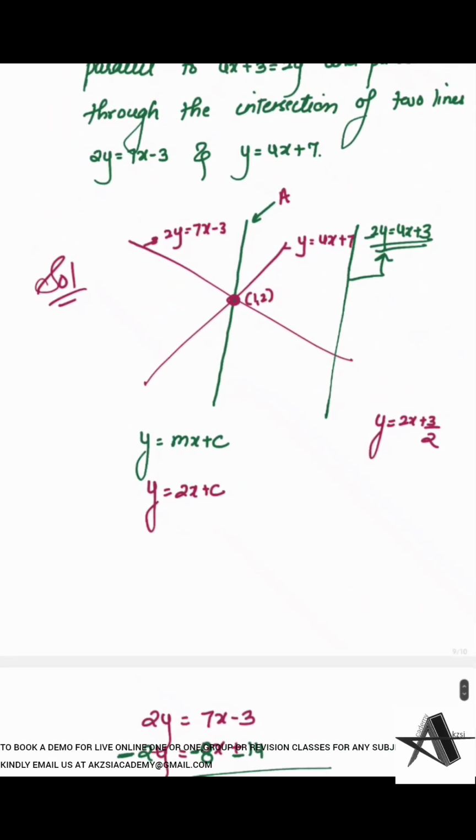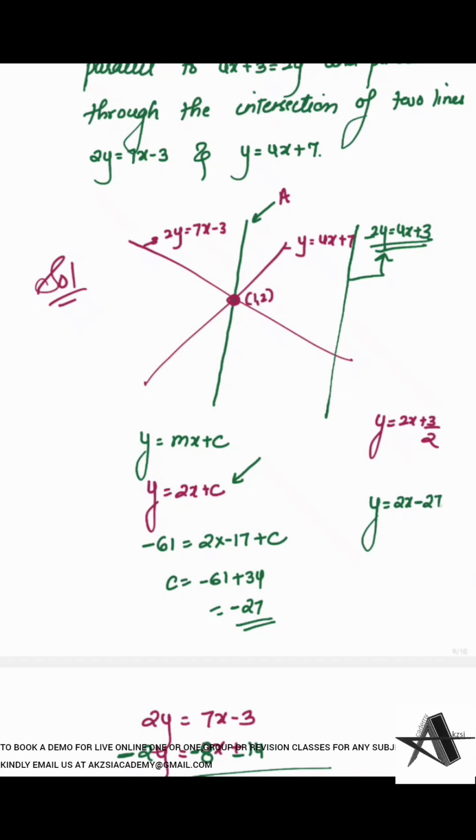Negative 17 and minus 61 I need to substitute here. Minus 61 is y and negative 17 is x. From here, this will be negative 61 equals negative 34 plus c, so c is minus 27. So finally the equation will be y equals 2x minus 27. This is the equation of a line which is parallel to this and passing through the intersection of these two lines.